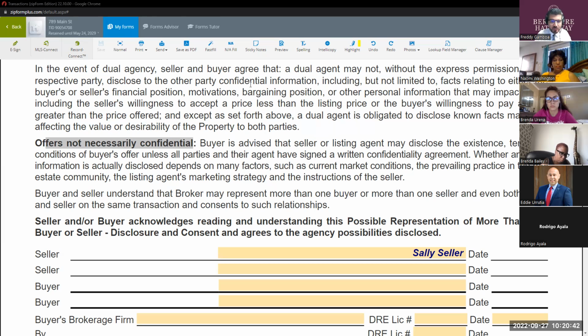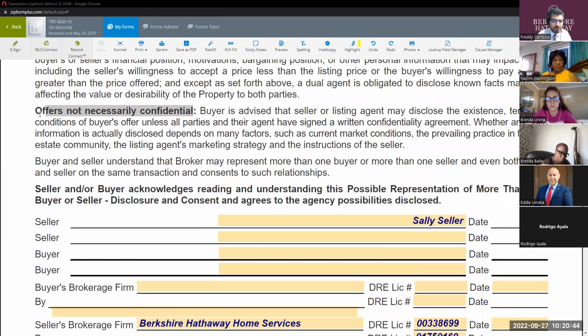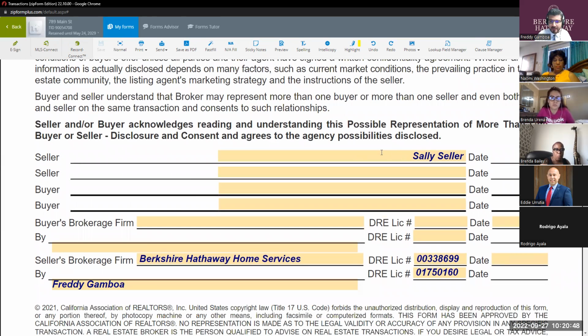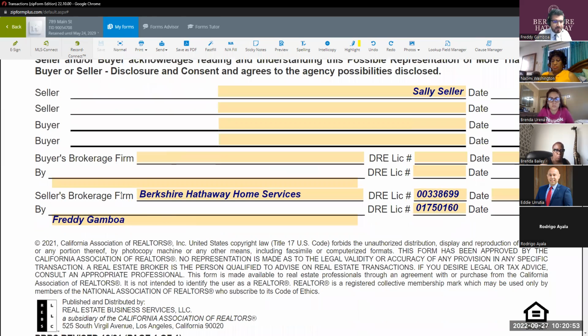Okay, so let's continue with this. But again, going back to the offers are not necessarily confidential. Please keep that in mind. Seller's a seller. And then again, seller's brokerage firm. This is us, Berkshire Hathaway Home Services, and my license number.